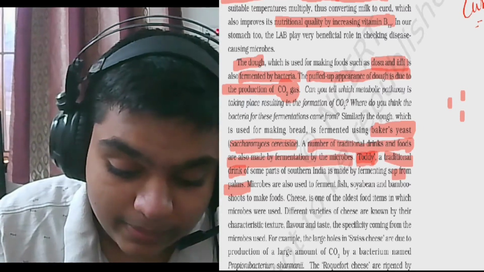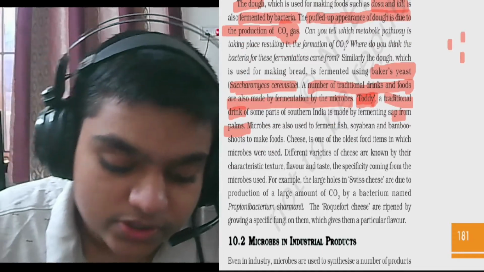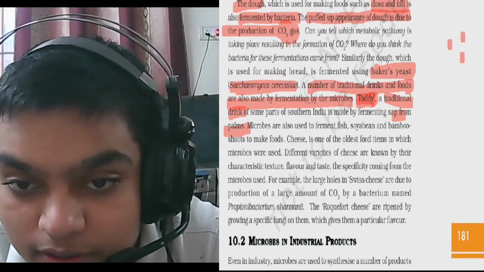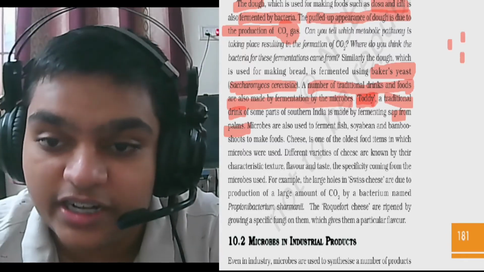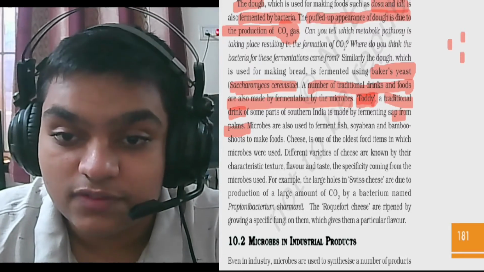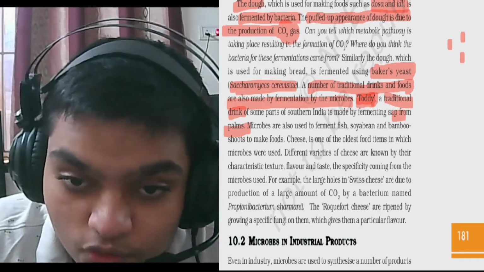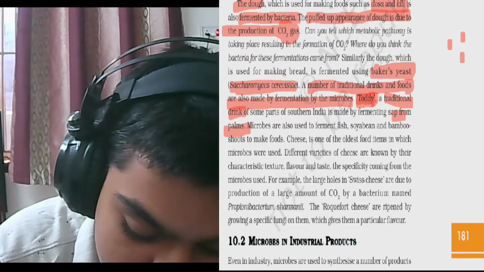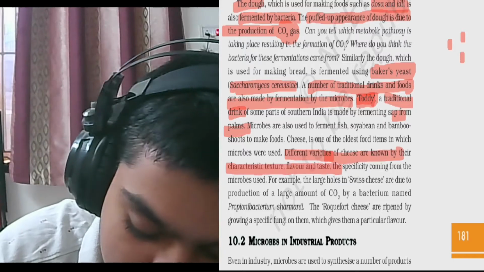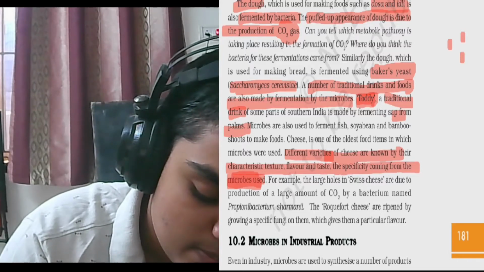Microbes are also used to ferment fish, soya bean, and bamboo shoots to make foods. Cheese is one of the oldest food items in which microbes are used. Different varieties of cheese are known by their characteristic texture, flavor, taste, and the specificity of the microbes used. Very important.